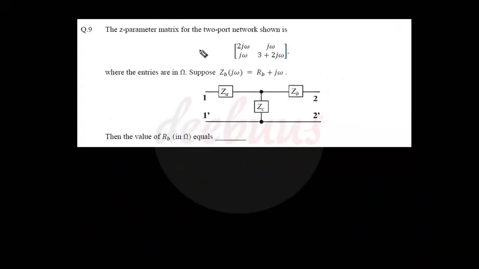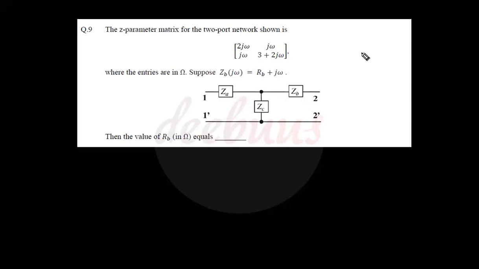Moving to the next question, the Z parameter matrix for the two-port network is shown as 2j omega, j omega, j omega, 3 plus 2j omega, where the entries are in ohm. Suppose ZB j omega equal to RB plus j omega, then the value of RB in ohm equal to, right?